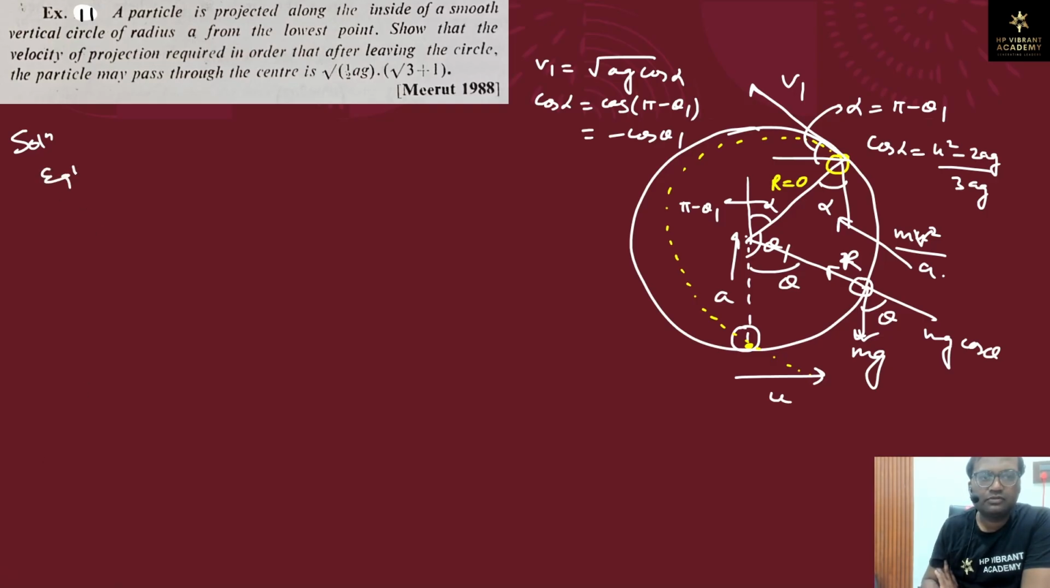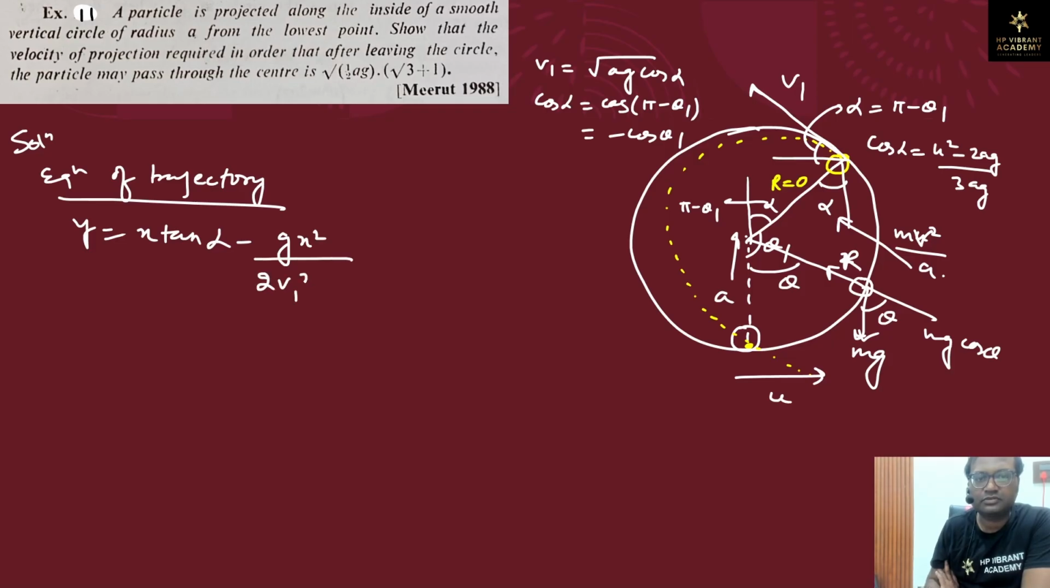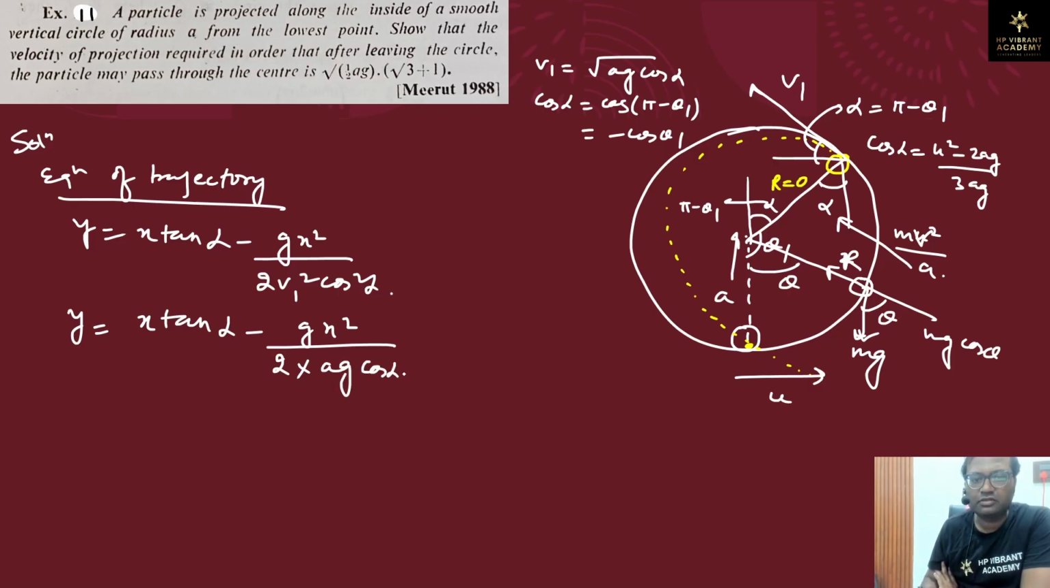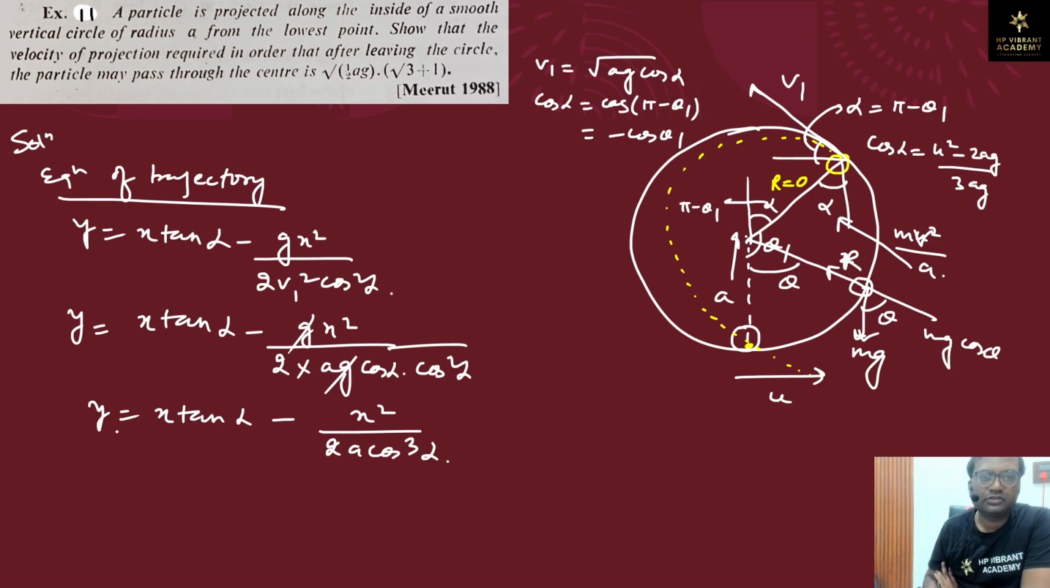So the equation of trajectory, y is equal to x tan alpha minus gx square upon 2 v1 square cos square alpha. So we have y is equal to x tan alpha minus gx square upon 2 into v1 square. Now v1 square is ag cos alpha, so v1 square is ag into cos alpha into cos square alpha. So this gets cancelled. So we have y is equal to x tan alpha minus x square upon 2a cos cube alpha. Okay, so this is the equation of trajectory.